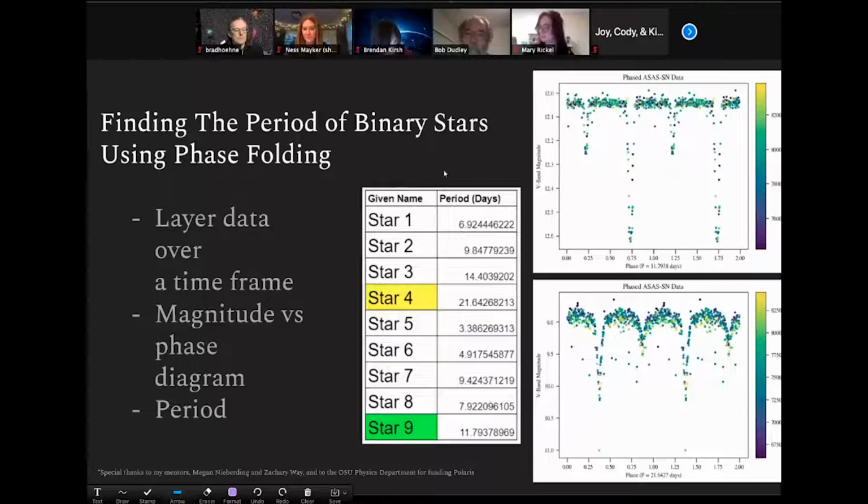And when I was doing my research with this, I created this table of stars, and the yellow star 4 is indicating this graph on the bottom, which is a little bit messier.